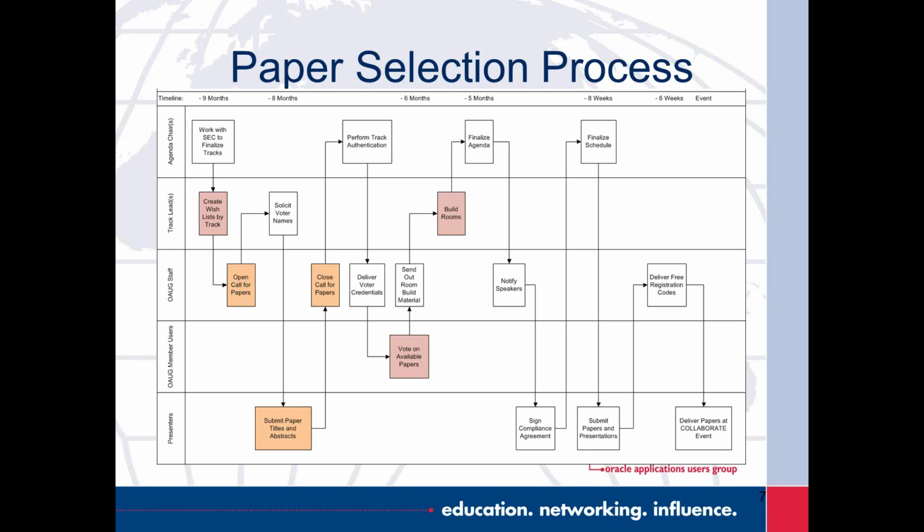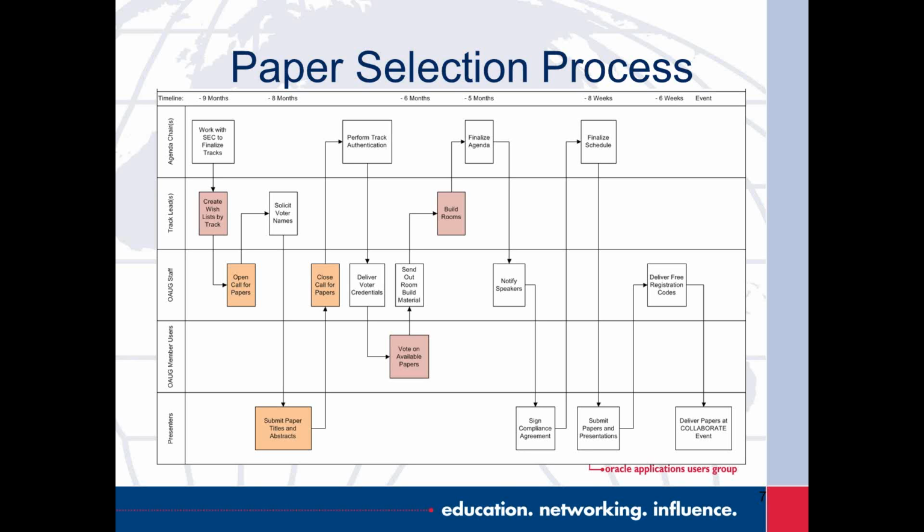Once the voting closes, the scores for each individual paper are used to rank the papers from highly desirable papers to papers that we don't think we want to include. The list of those papers is then given to track leaders by track or by topic area, and the track leaders use that feedback, that input, and those votes to build their room.